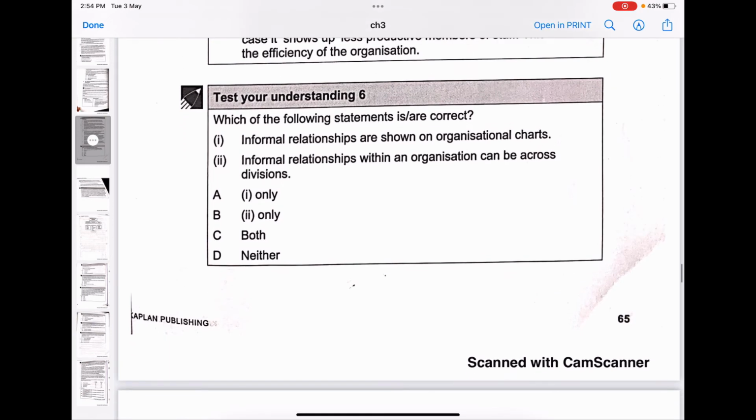Now we have test your understanding 6. Which of the following statements are correct? Informal relationships are shown on the organizational chart. False. Informal relationships within an organization can be across divisions. True. So only 2 is true. So the answer is B.